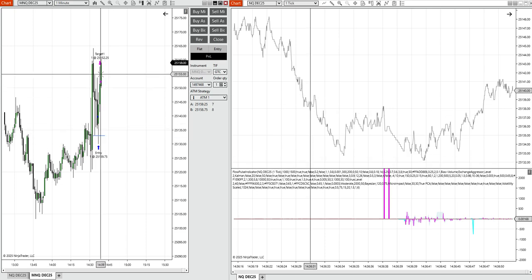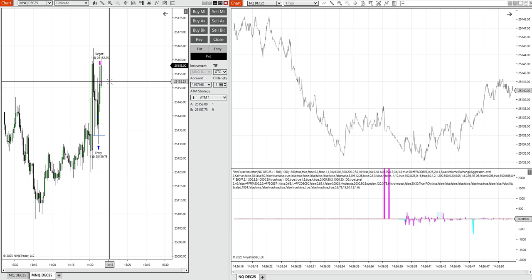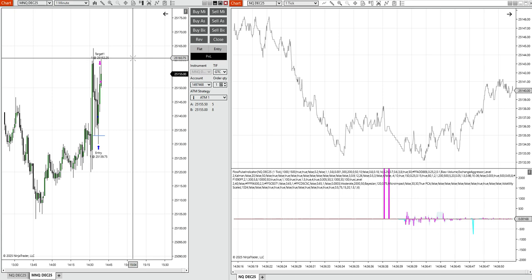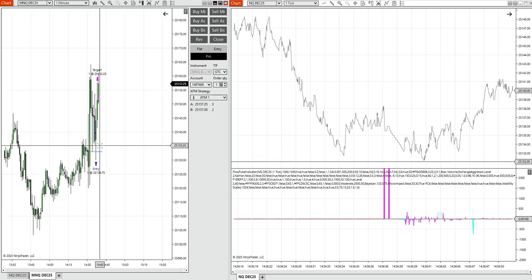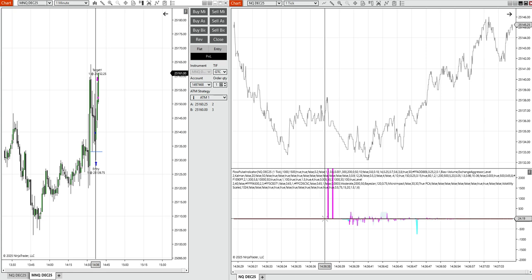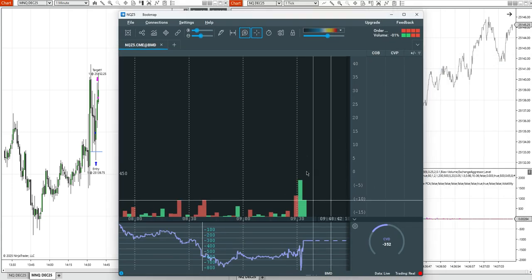I took the entry and then price just pushed, and I took 20 points off that one. It's actually gone a bit further, but I just took the scalp. I was trying to record, but I couldn't get on quick enough because I'm trying to set up Bookmap and it's just not working at the moment.